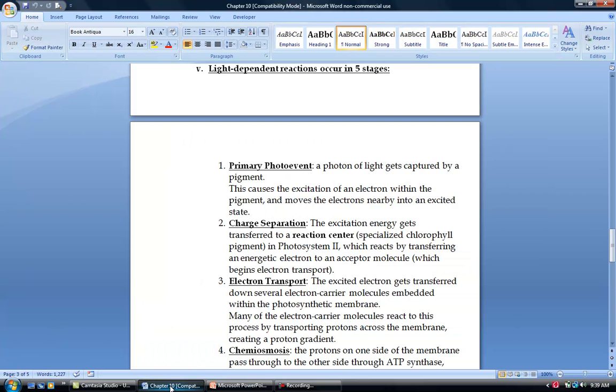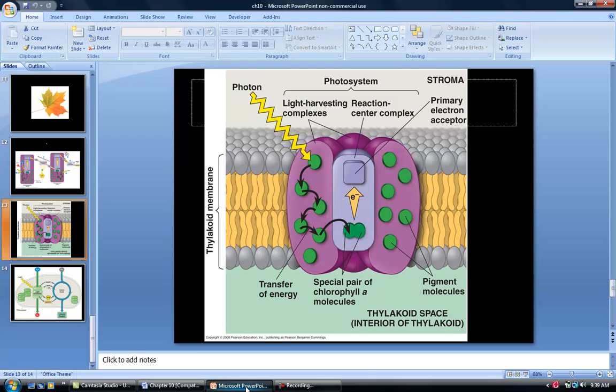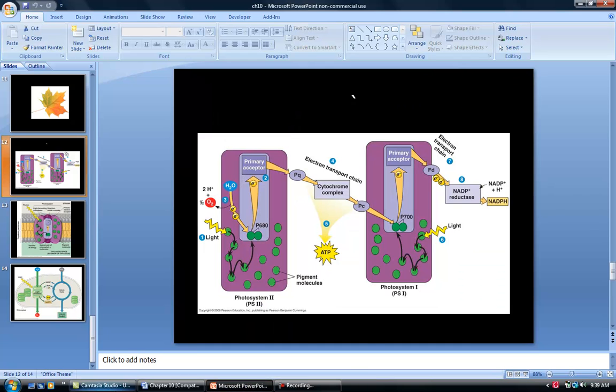Then the next part is going to be called charge separation. So all of that energy is going to end up at a reaction center. And that's going to be in photosystem 2, because remember, photosystem 2 is going to function first. And what that's going to do is transfer one energized electron to an acceptor molecule and then start electron transport.